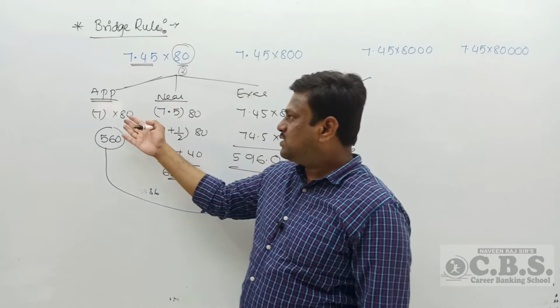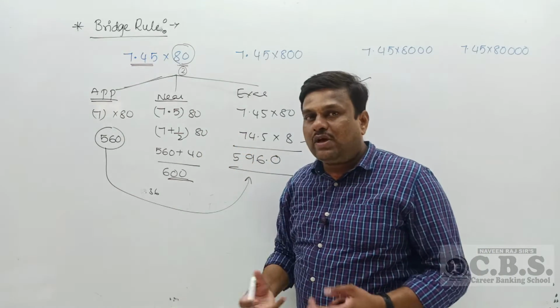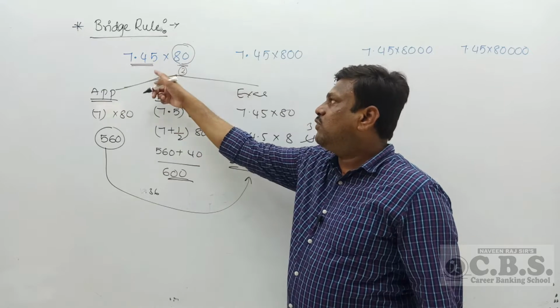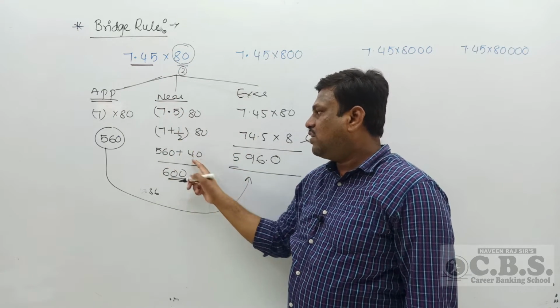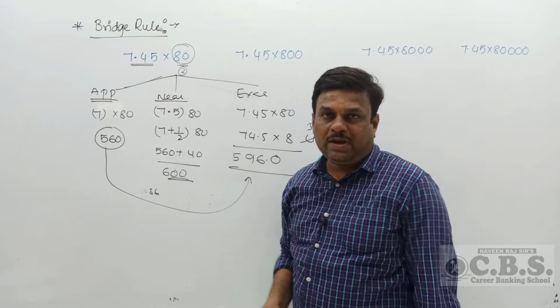Okay, if you do the approximate value, you get 560, a near value. How do you get the near value? Because it's a bridge value, we take the bridge value. 7.45 into 80, I take it as 7.5. So 7 times 80 is 560 and half is 40. So these are the cases you need to follow while you're doing an approximation question.